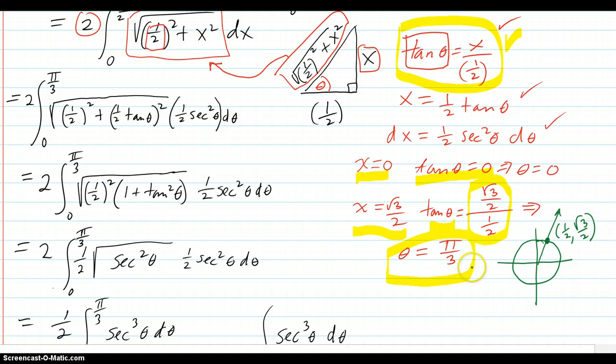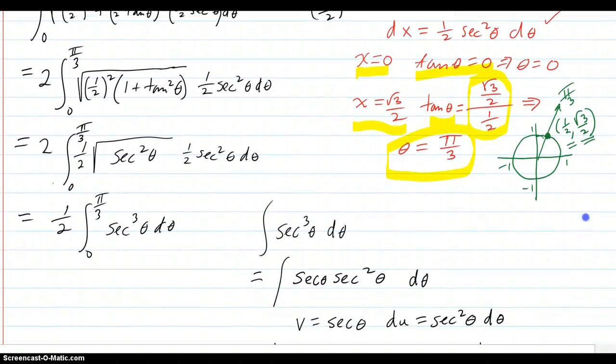And in case you forgot why that would turn out to be pi over 3, if you have your pi over 3 angle right here on this unit circle, the terminal point on the angle is 1/2 comma square root of 3 over 2, and that corresponds to the tangent of that pi over 3 being square root of 3 over 2 divided by 1/2, y over x. So that's why that is.